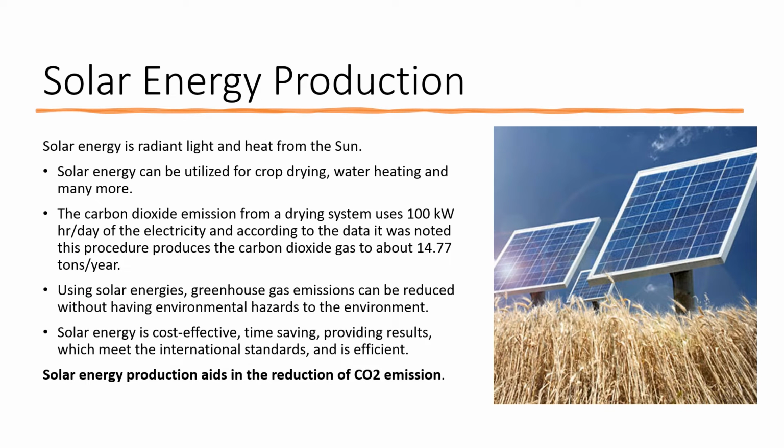For the last production, we have solar energy production. Solar energy is radiant light and heat from the sun. Solar energy can be utilized for crop drying, water heating, and many more. The carbon dioxide emissions from a drying system that uses 100 kilowatt hours per day of electricity were studied. According to the data, it was noted that this procedure produces carbon dioxide gas of about 14.77 tons per year, which is a huge amount.